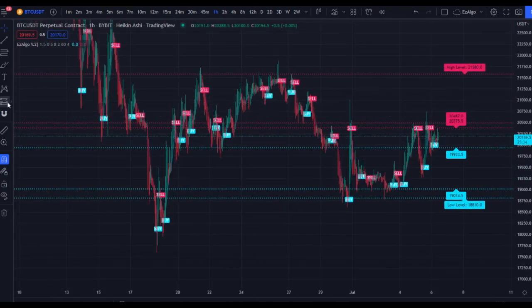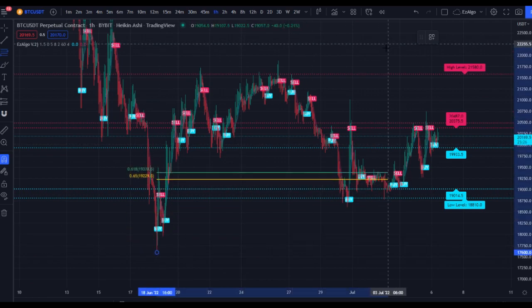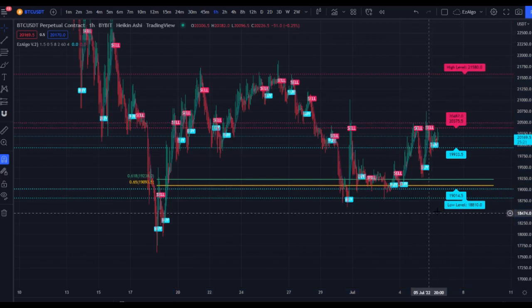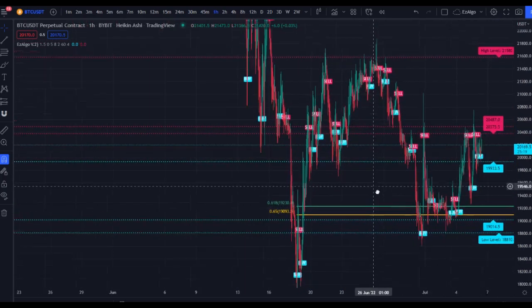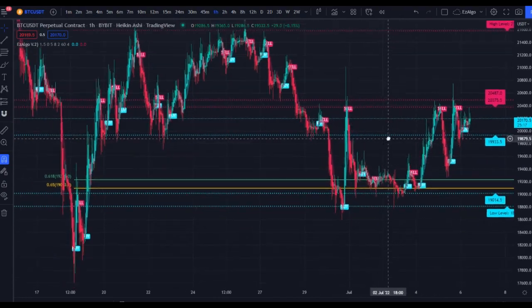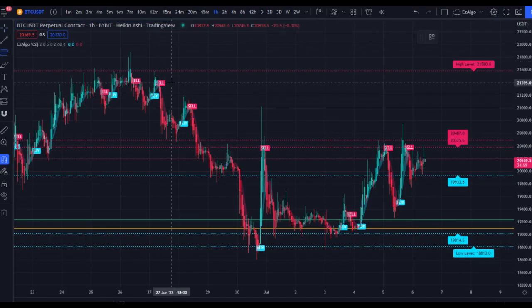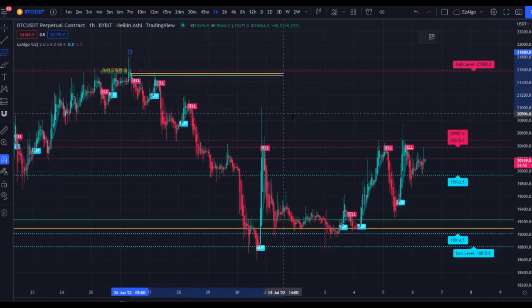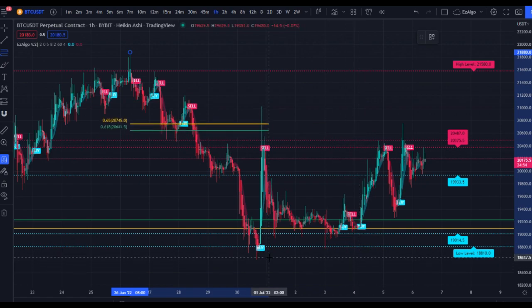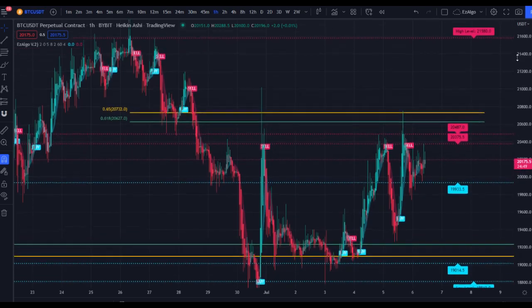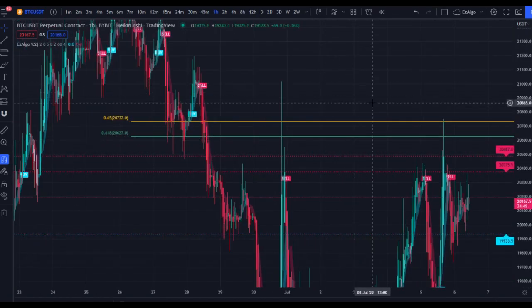If I grab the fib from the bottom of this dump to the top, that came to around 19K, the 19K area, which I was looking at for a long time for price to finally come back to, and it did. We found some support here, and price came up. Now I can do the same thing from the top. I drag the fib from this local top down to this bottom right here, and what do we have? We have the 20,740 level around, and look what happened to price.